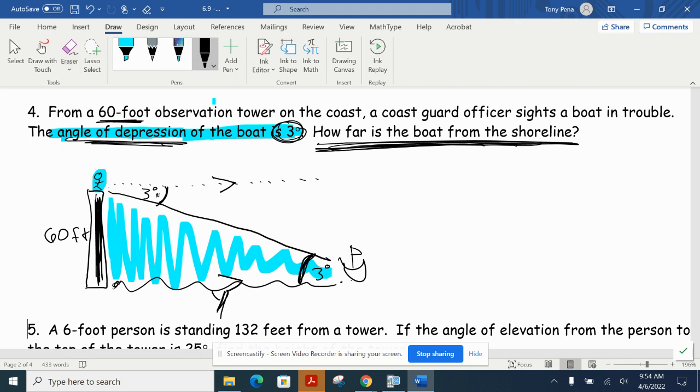All right. So when we now set this one up, if this is our angle, we know the opposite side. We are looking for the adjacent side. So the opposite and the adjacent is a tangent. So we will say the tangent of that angle is equal to 60 feet divided by Y.